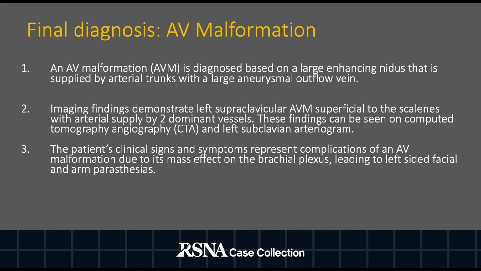These findings can be seen on CTA and left subclavian arteriogram. The patient's clinical signs and symptoms represent complications of an AV malformation due to its mass effect on the brachial plexus, leading to left-sided facial and arm paresthesia.